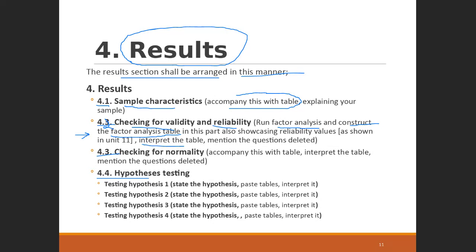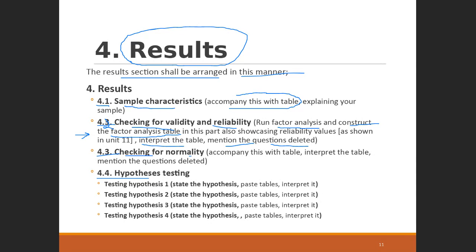Interpret the table as well. We discussed in our unit number 12 how to interpret the table. Please refer to that recording about how to interpret the table. And please mention the questions which were deleted. What was the total number of questions? How many questions were deleted? Which questions were deleted? So you need to mention these particular points in the section 4.2 of your results.